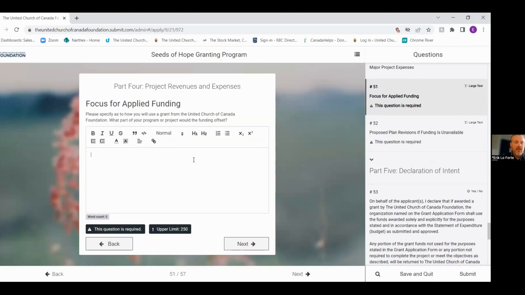Focus on applied funding. So this question is, how are you going to spend the money that is awarded to you, if awarded? So for my example, you could say we'd be using the Seeds of Hope grant money to help pay for the cost of the contractor and promotion of our gender neutral washrooms to the community, so they can take advantage of it. It's pretty straightforward. Just be as concise and specific as you can, knowing that that might not be the case down the line as a project moves on. But we just ask you to think about where the money would be spent.